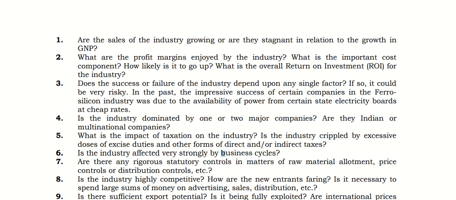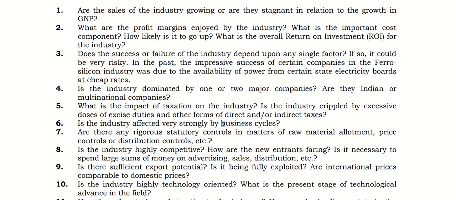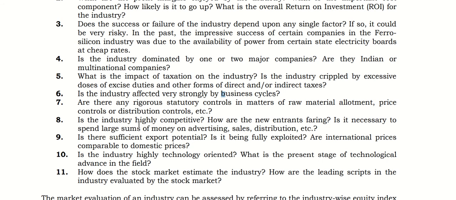Okay. Then, are there any rigorous statutory controls? There are specific industries where the rules are very strict. For example, labor laws are very strict, child labor laws, and the companies which are related to environmental issues. In those cases, the companies are very vulnerable to government policy. So it may affect them.